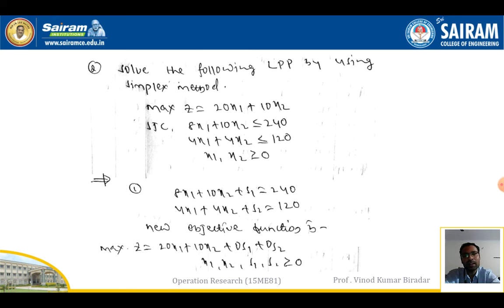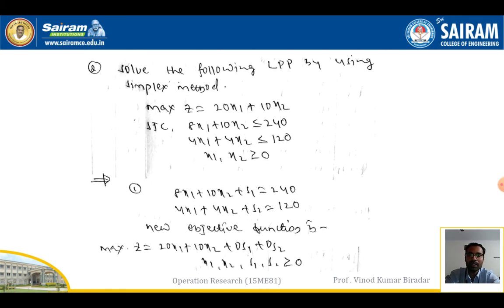Also, you have to modify the objective function. Since we are adding s1 and s2, you have to include them there too. So the modified objective function becomes z is equal to 20x1 plus 10x2 plus 0s1 plus 0s2. So this is the first step of the simplex method.